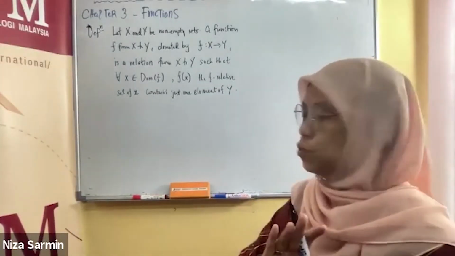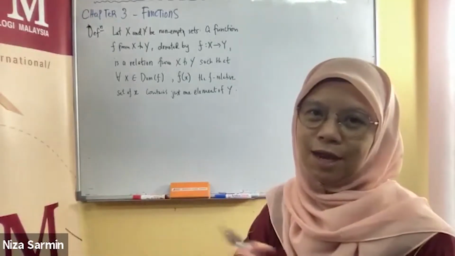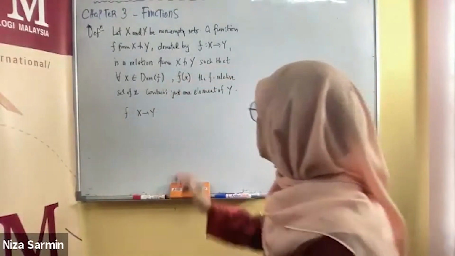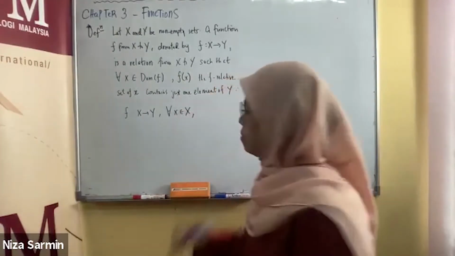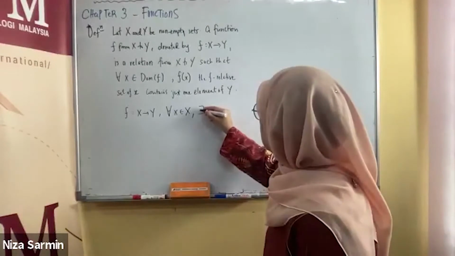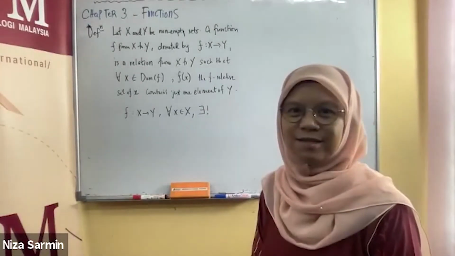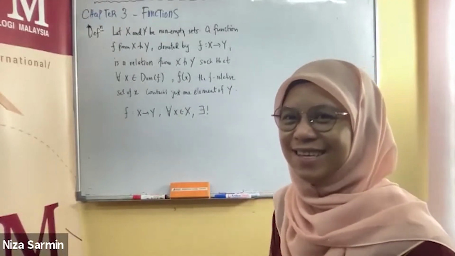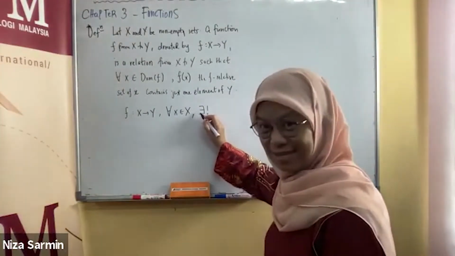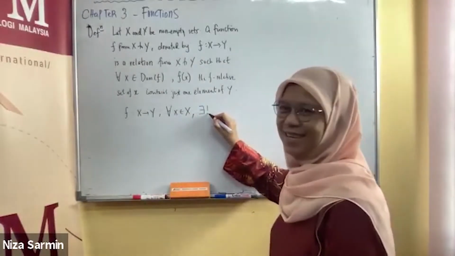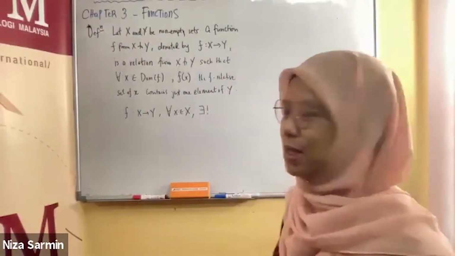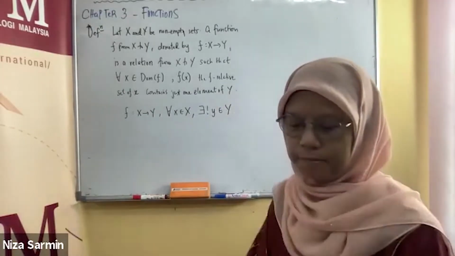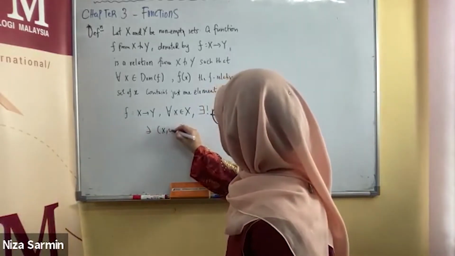Okay, so we want to write this whole sentence in one line of symbols. We write f: X → Y, for all x in X. How do you say this? Shakila, how do you say this? I forgot, doctor. This means unique. There exists a unique y in Y such that (x,y) is in f.